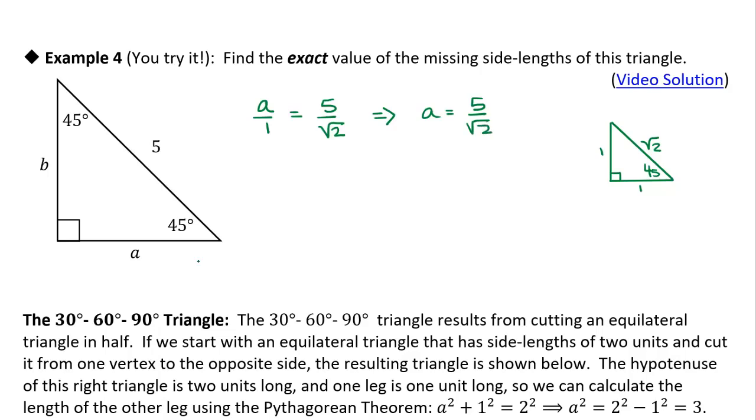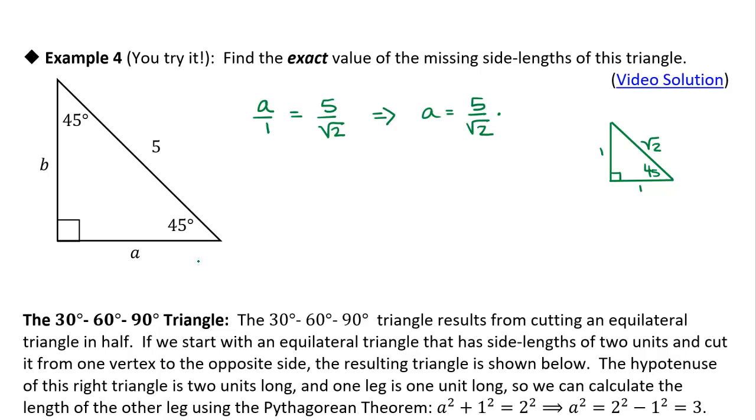So you can just leave it in that form. Or a lot of times with irrational numbers, there's a convention to rationalize the denominator. If you have an irrational number in the denominator, which square root of 2 is, it's good practice to rationalize the denominator.